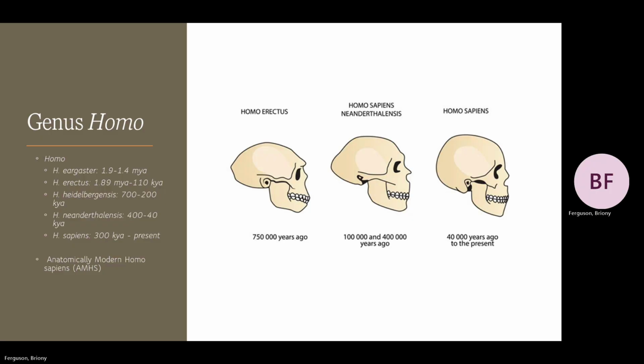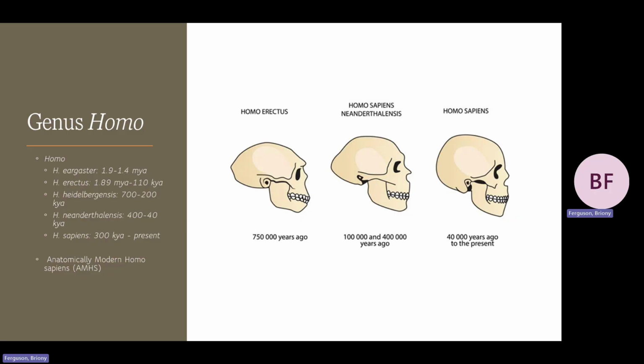However, recent discoveries and updates to carbon dating and other techniques are pushing our ideas of when Homo neanderthals and modern Homo sapiens existed back a little bit. So they may have been older than what is shown here, but these are a pretty good estimate that is widely accepted in the anthropological community.